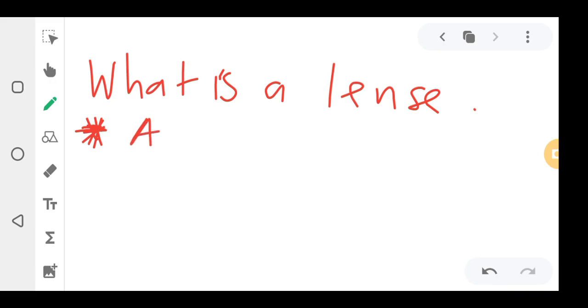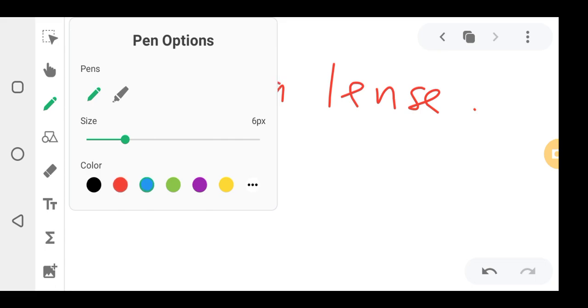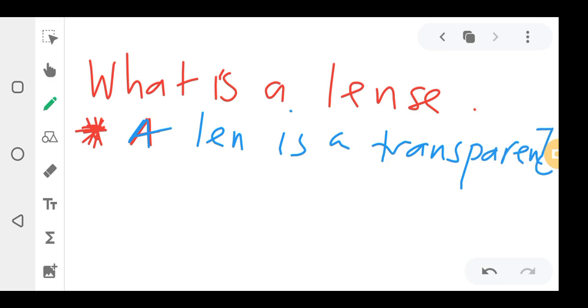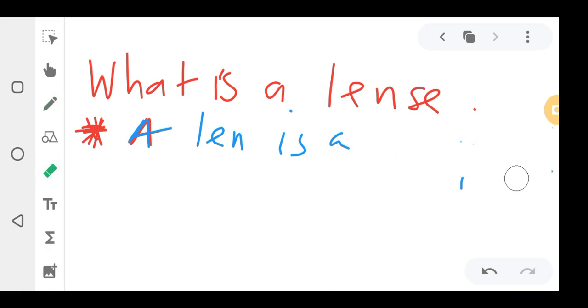So a lens, guys, what is a lens? A lens is a transparent piece of glass or plastic. A lens is a transparent. You can see the spelling of this word, let me write it down: transparent, with parent at the end. Transparent means something that you can see through, like a glass and so on.